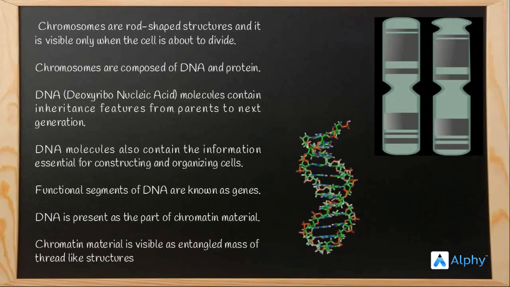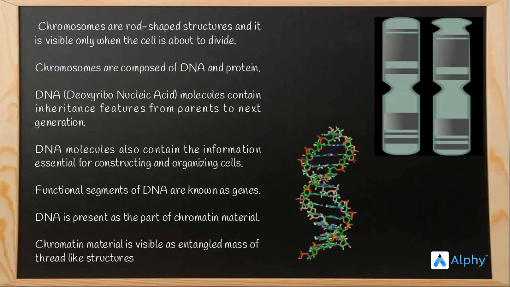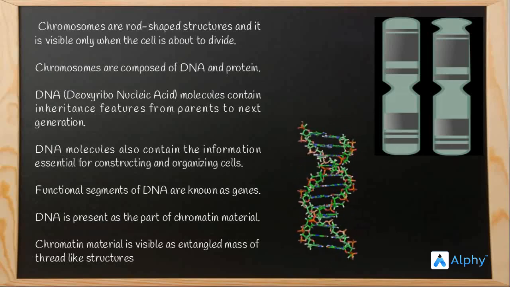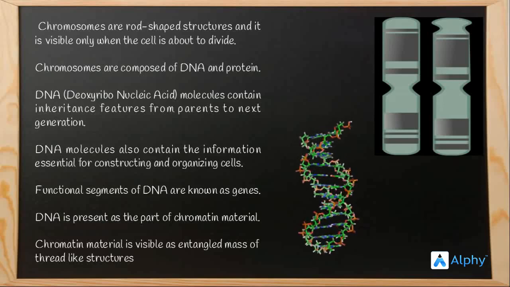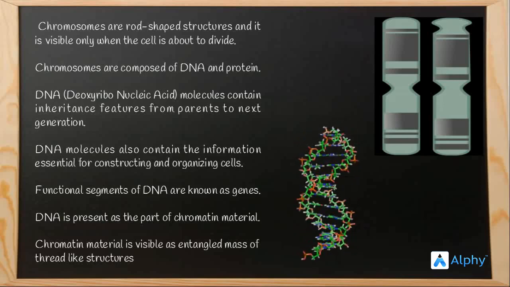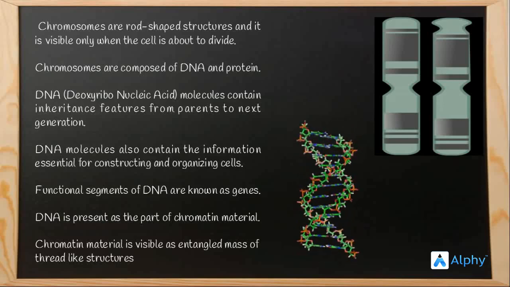Sometimes there are mistakes in DNA. These mistakes are called mutations. Due to mutation, it can cause disease and other problems. Now let us learn about prokaryotes and eukaryotes.